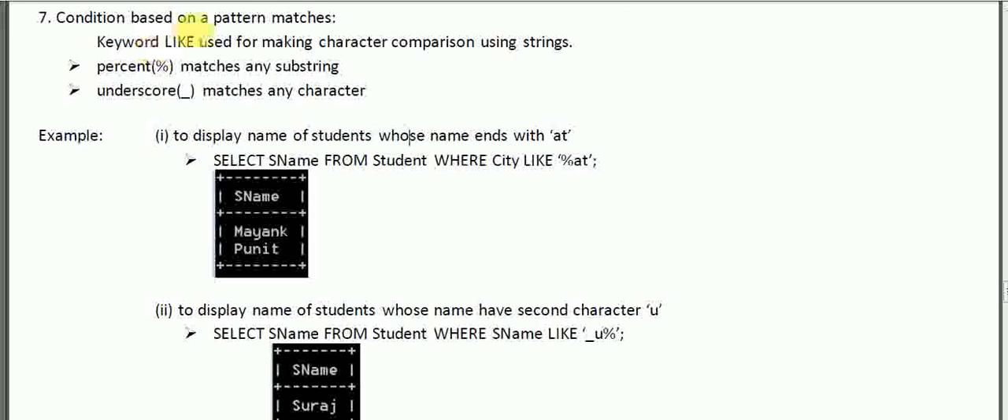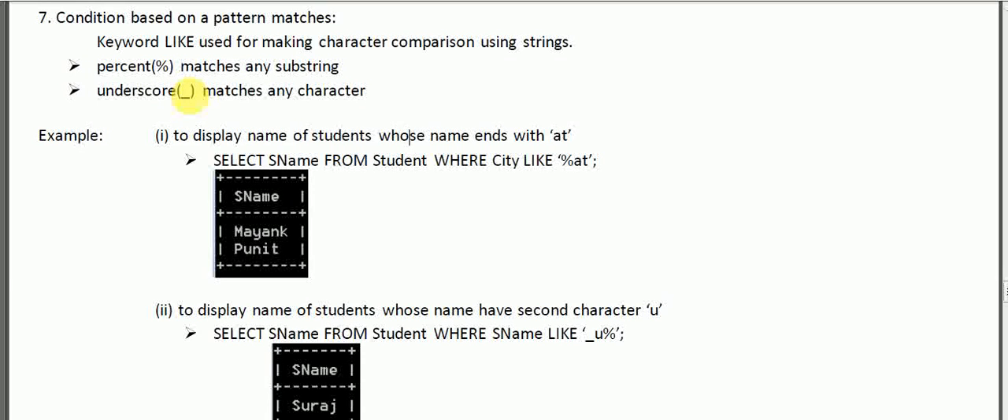Next is conditions based on pattern matches. The LIKE keyword is used for pattern matching. Now percentage matches any substring and underscore matches a single character. So underscore is used when we want to compare a single alphabet.